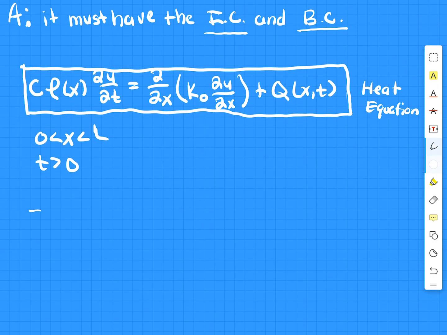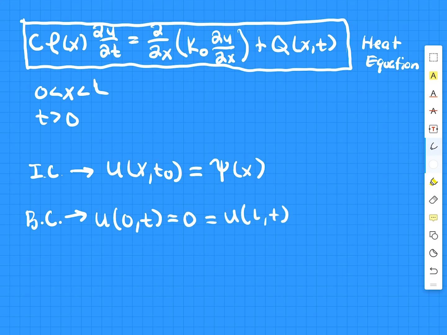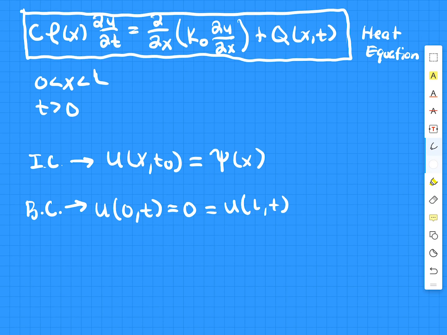where our initial conditions are defined as u of x, remember t naught, the initial time, and we're going to say that's some function in terms of x, and our boundary conditions, u of 0 comma t is equal to 0, which is equal to u of L comma t. So in this specific case, because both of the boundary conditions are 0, it is said to be homogeneous, at least in this very specific example that we're giving.